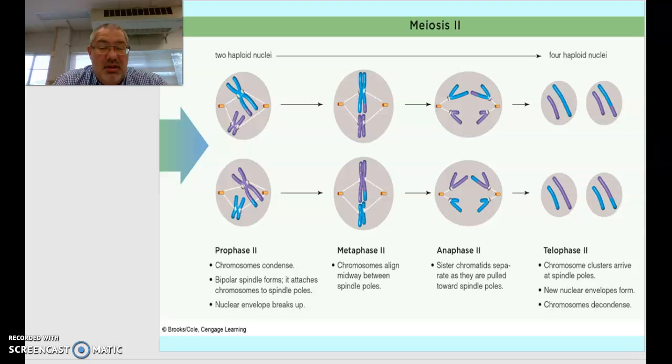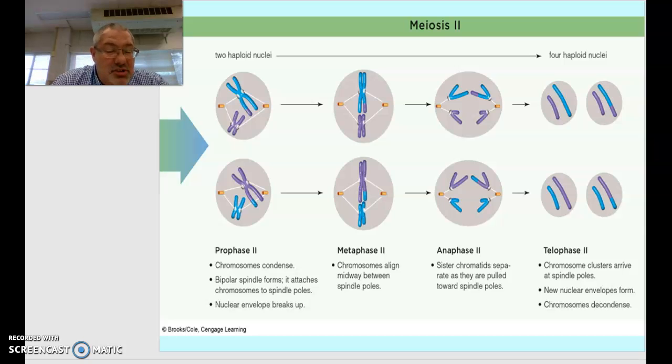So you start out with cells that are haploid, and you end with cells that are haploid. There is no crossing over that occurs, and there's no reduction in the chromosome number. So this is basically a mitotic division, just like mitosis. All of the bullets under each phase are basically the same as what you would see in chapter 10 for mitosis. So in prophase 2, the chromosomes become visible, the spindle forms, and the membrane around the nucleus disintegrates.